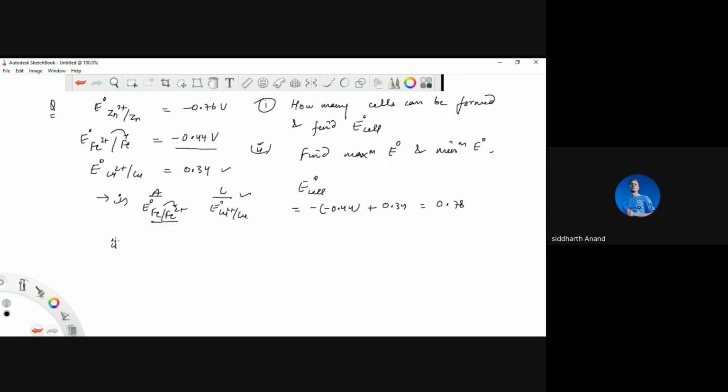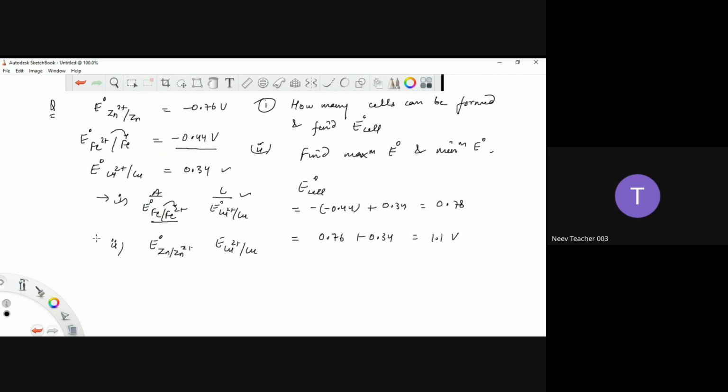Next cell, you can do the same with Cu2+ Cu and Zn2+ Zn. So E naught of Zn2+ we can take as anode. This is what you're saying, right? Yes, sir, and copper as reduction or the cathode. So again the same drill. I'll directly take it as positive because negative is given, which is the reduction potential. I'm repeating, I need to take oxidation, so that will be opposite of it. And then 0.34. That comes out to be 1.1.